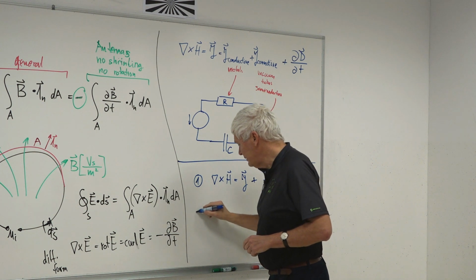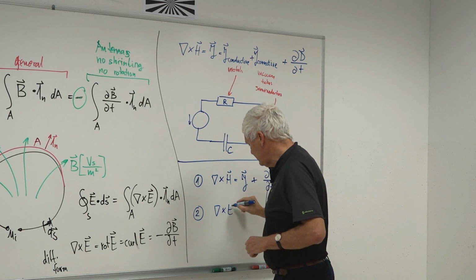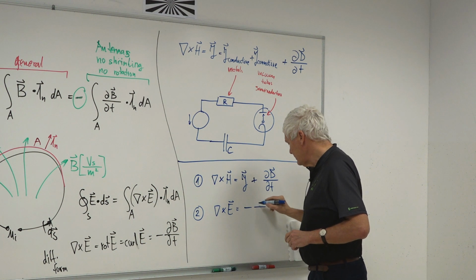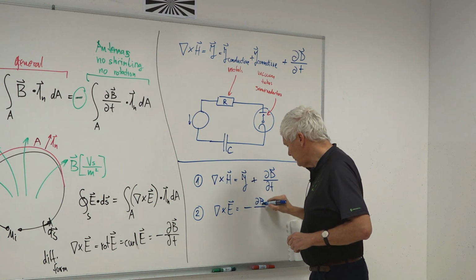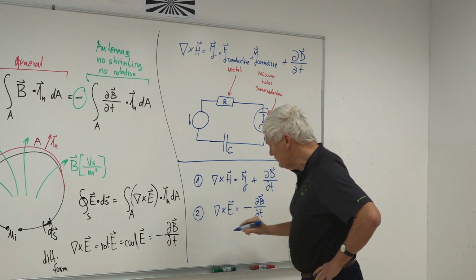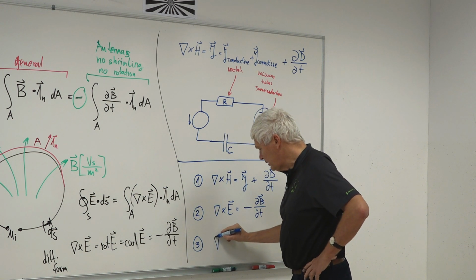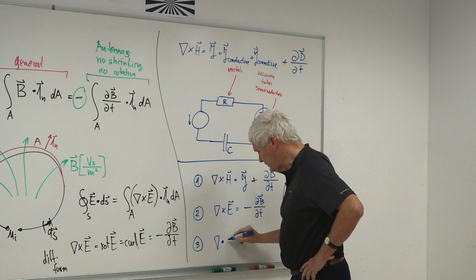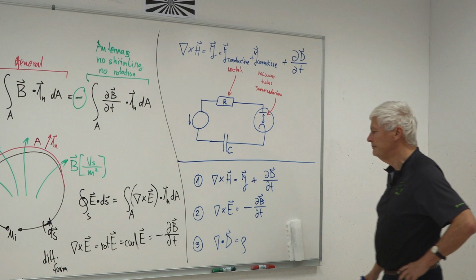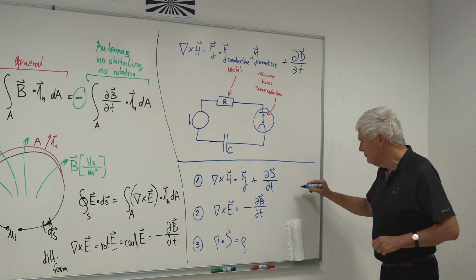We have the induction, so curl of electric field is equal to minus, by convention, minus derivative of the field B, magnetic field intensity, over time. And finally, the third law, we have the Gaussian law. The Gaussian law, so divergence of the electric displacement is equal to the charge density. These are Maxwell equations in time domain.